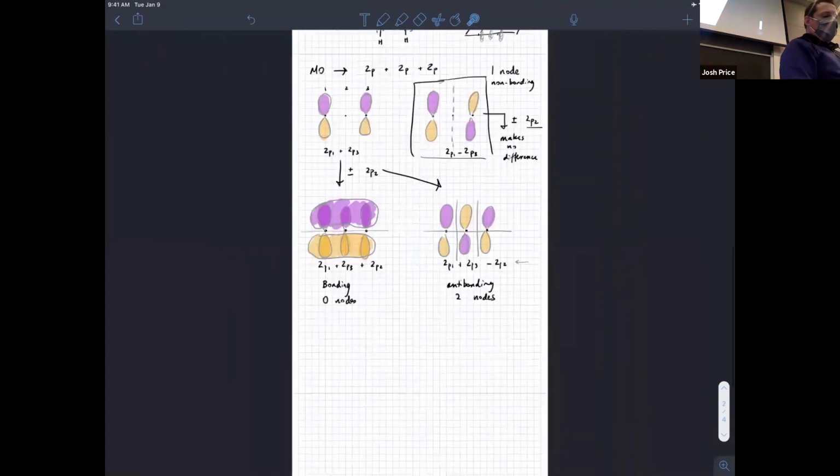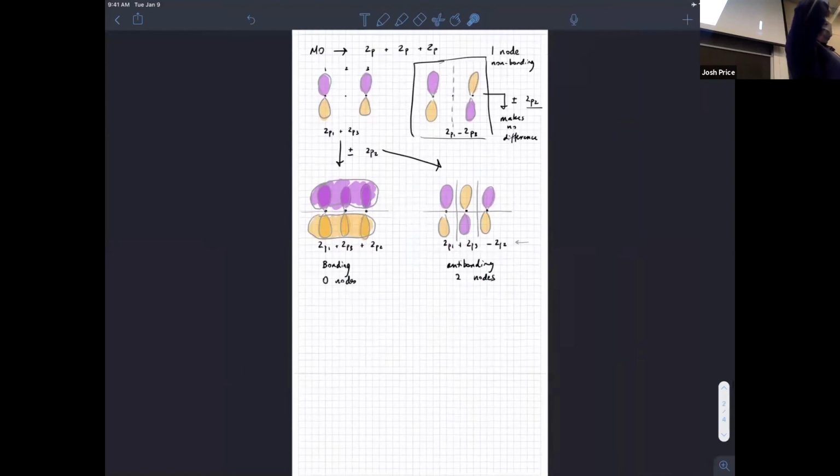Okay. Now, that's the process of generating these 3 molecular orbitals. I'm not going to make you do that, but I will expect you to be able to look at molecular orbitals of this kind, count the nodes, figure out which one is lower in energy versus higher in energy, and then fill them up with the available electrons.